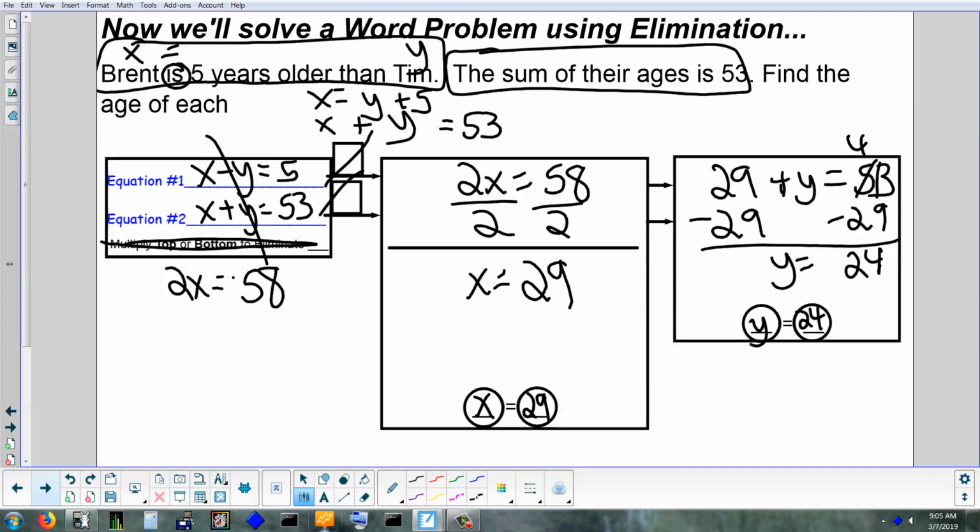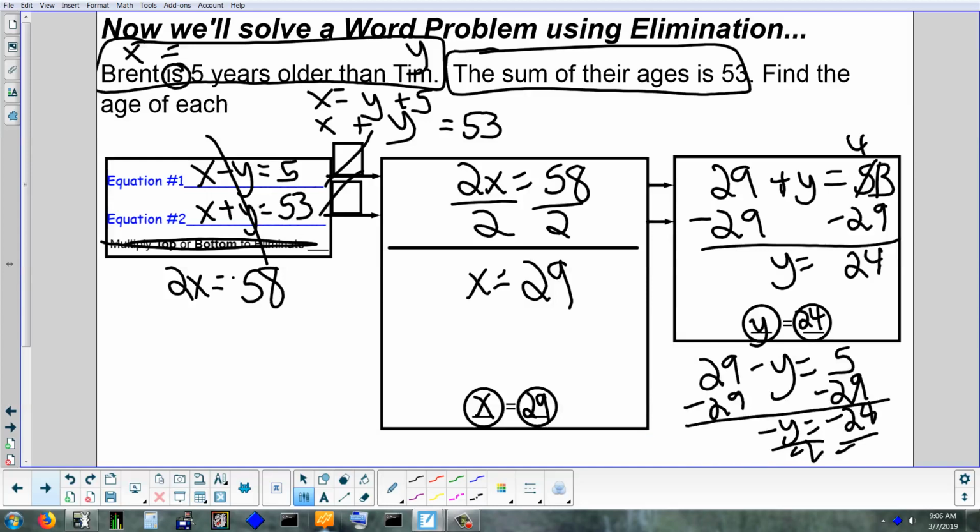Now, you don't have to write this, but you could do the top one. 29 minus y equals 5. You're going to minus 29, minus 29. You're going to get negative y equals negative 24. Then you have to divide by a negative 1. y equals 24. So you're not wrong picking the top one, but it's a little more work. You're dealing with negatives. So you're going to know 5 minus 29 is negative 24. Then you have to remember to divide by negative 1.